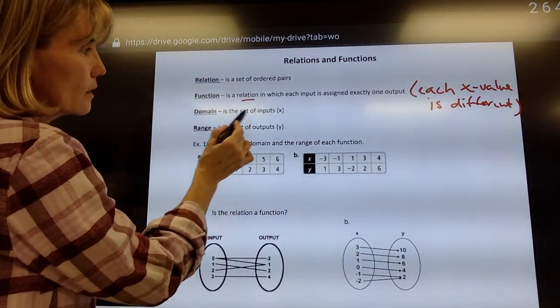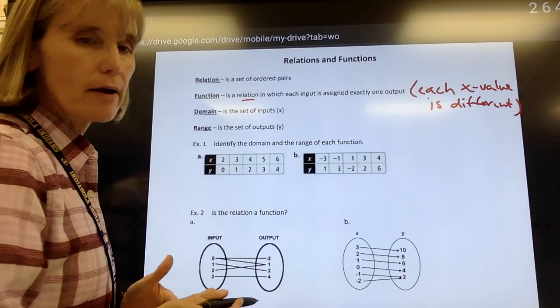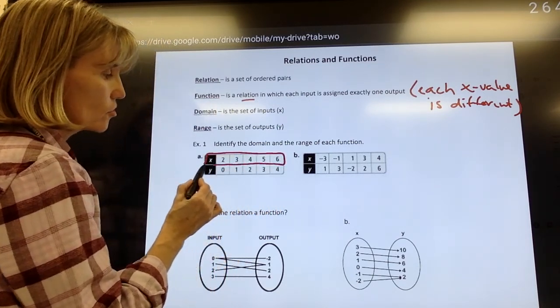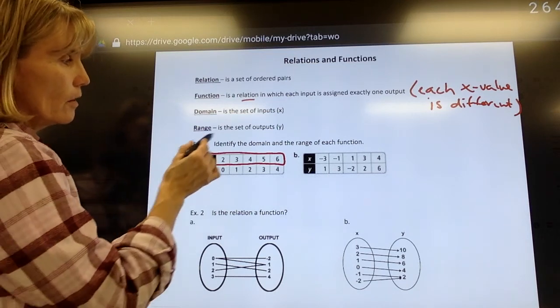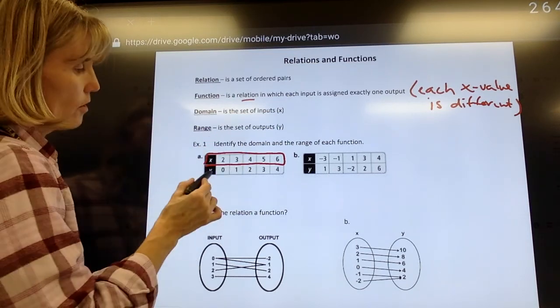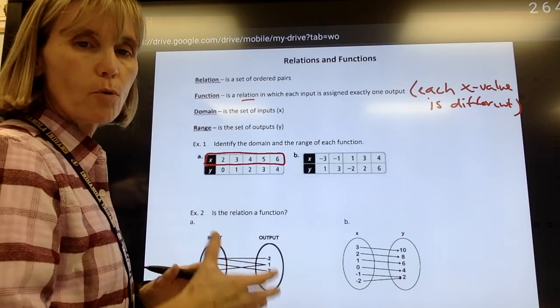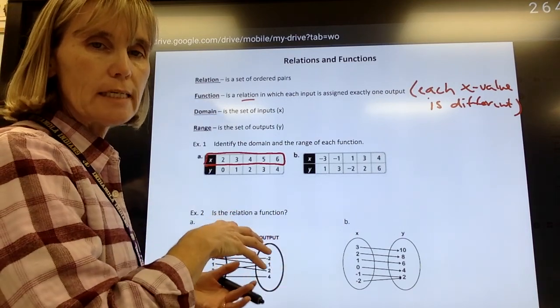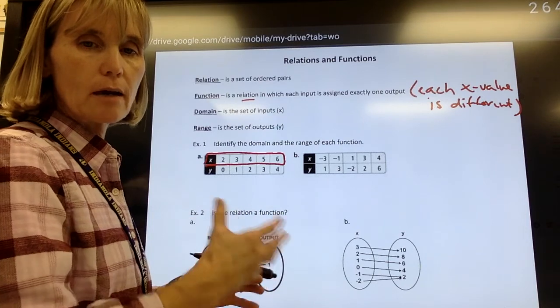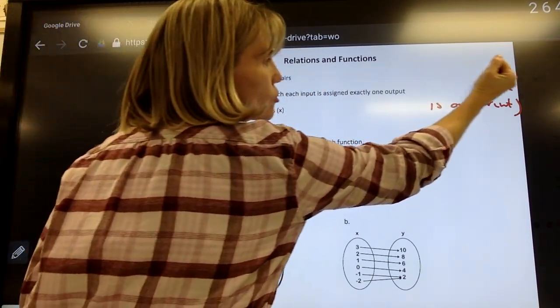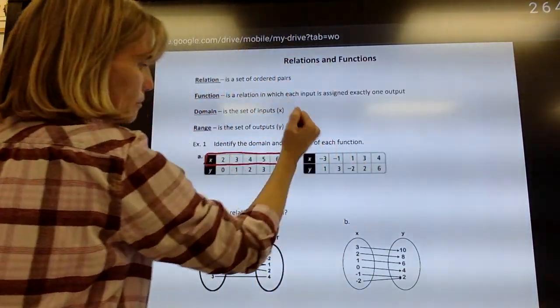Okay, the domain is the set of the inputs, or the x values. So the domain of a table like this, these values are my domain, and then the range are the y values. So everything down here would be considered a range. It's alphabetical. X comes before y in the alphabet, domain starts with a D, range starts with an R, D comes before R in the alphabet. So domain goes with x's, range goes with y's.